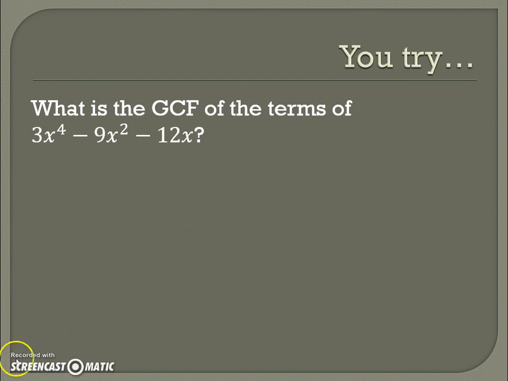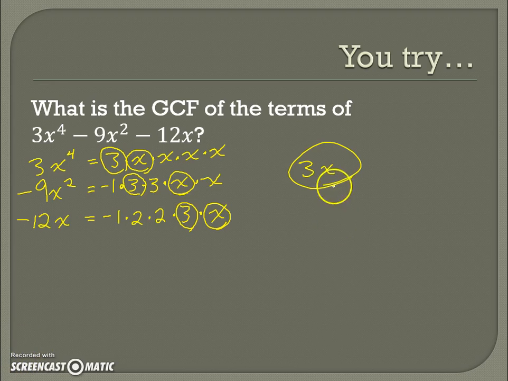So here's one for you to try. Go ahead and pause. The answer will be up in 3, 2, 1. All right, so here's what I got. I got 3x. I do want to point something out. Anytime you have a negative, you need to include -1 as part of the factors here, because if they all have a -1, then you could factor that out as well. So just make note of that.